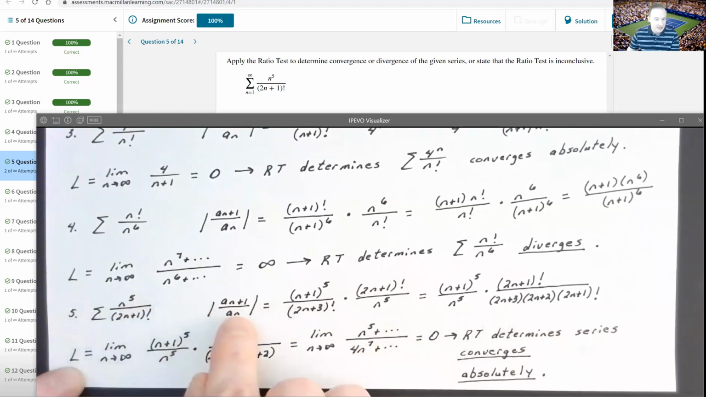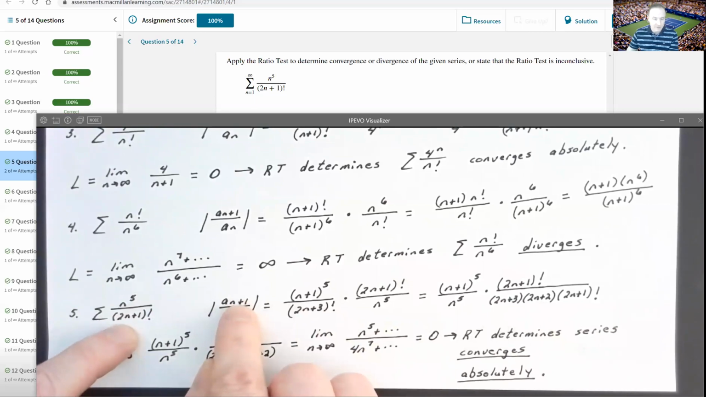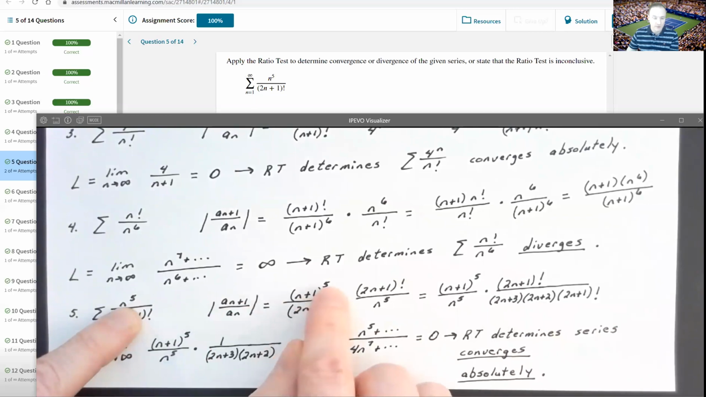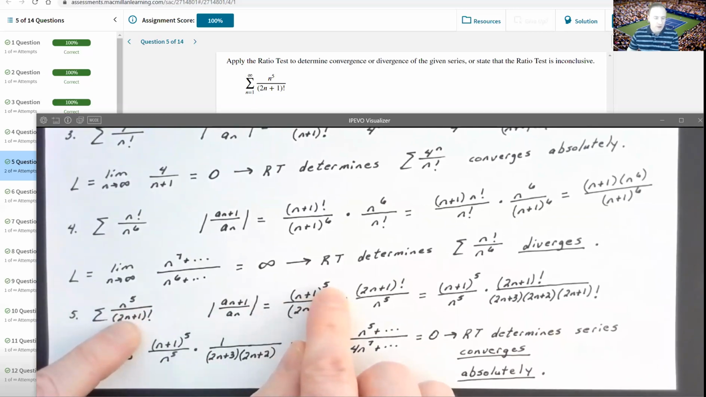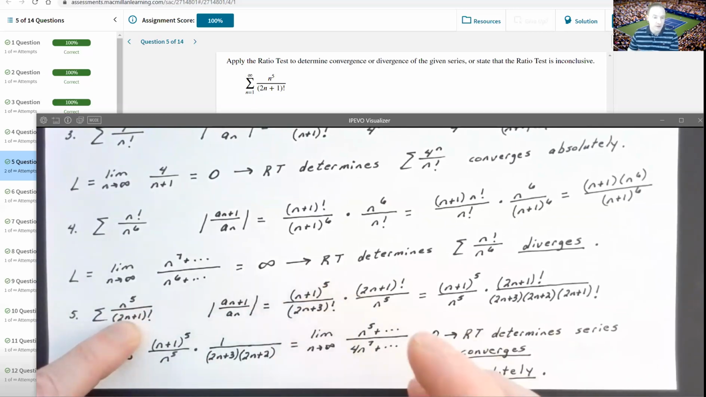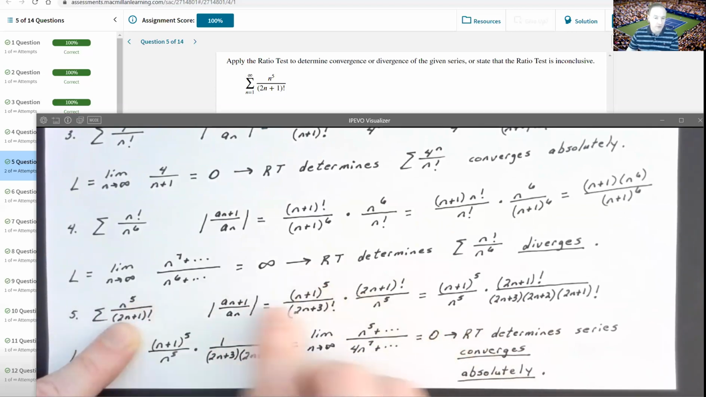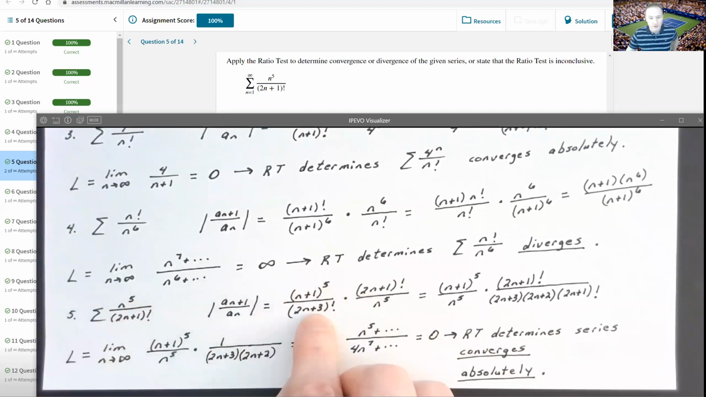The ratio test makes that all very clear by just going in and saying, well, let's figure out what the a sub n plus first term is. You'd have n plus 1 to the fifth for the numerator. Your denominator, you'd have 2 times n plus 1, so that's going to give you 2n plus 2, and plus another one. That gives me 2n plus 3 factorial.